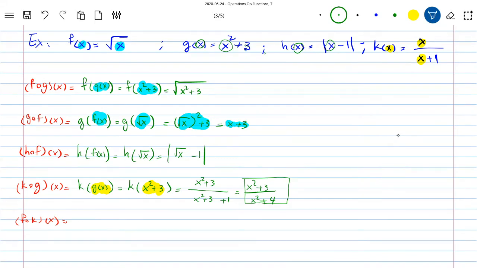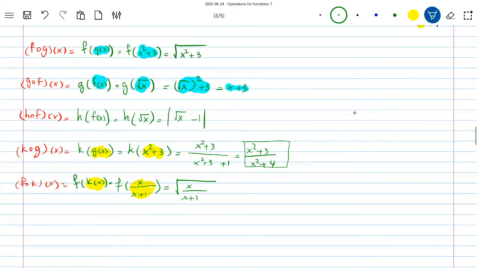How about f of k of x? So it would be f of k of x. What is the k function? I keep the f. The k function is x divided by x plus 1. There, this is the k function. So instead of k of x, I replace the function. And where does x divided by x plus 1 go? It goes into the function f. So into the function f, instead of x, I replace x divided by x plus 1. I will get the square root of x divided by x plus 1 underneath the square root.